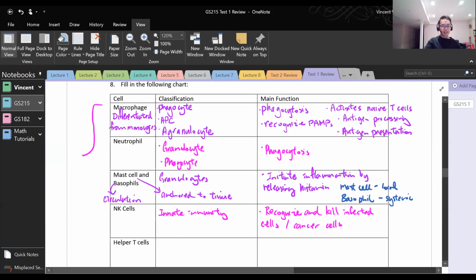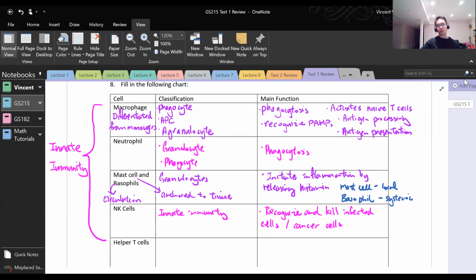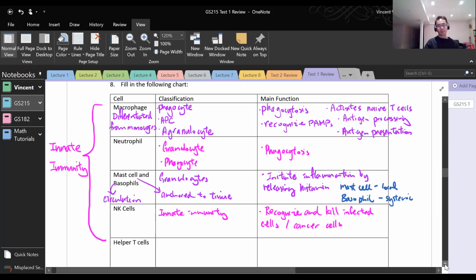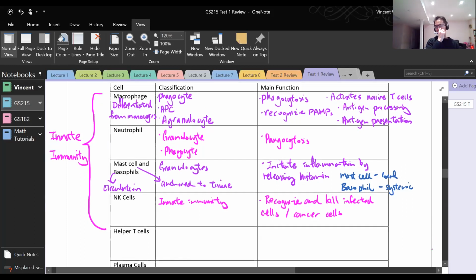So these are part of your innate immunity. These are the ones that you're born with, your first line of defense. They are usually immediate, do not have any specificity. They also have no immune memory, but they work right away. You're born with it. Any question?